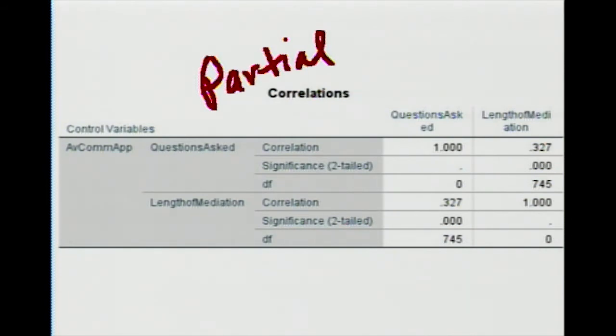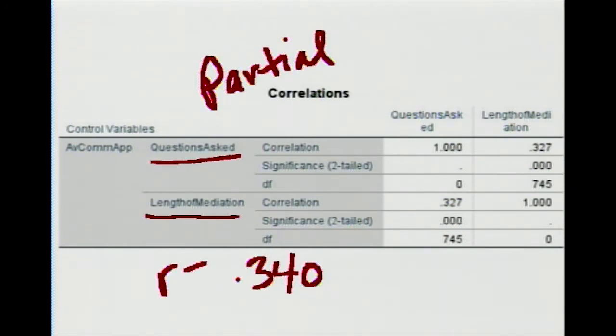So it's really our first correlation that we ran, where we were looking at the number of questions asked, and we were looking at the length of the mediation. So we were looking at the sheer number of questions asked, and then how many minutes were the length of the mediation. And so we're suspecting, as we saw from the first correlation, we saw a positive correlation. And that correlation was 0.340.